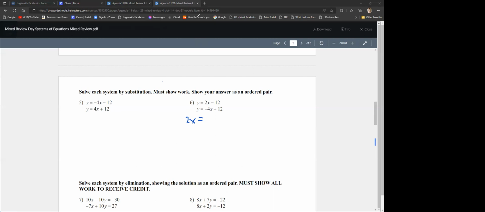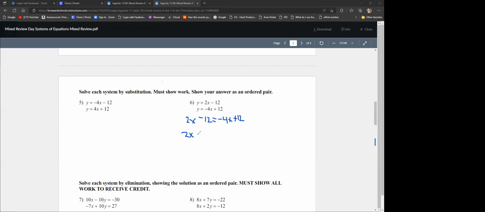Minus nine. 2x minus 12 equals the second one. Equals what? Negative 4x plus 12. Okay, now we're going to do what you just said a minute ago. What are we going to do now?